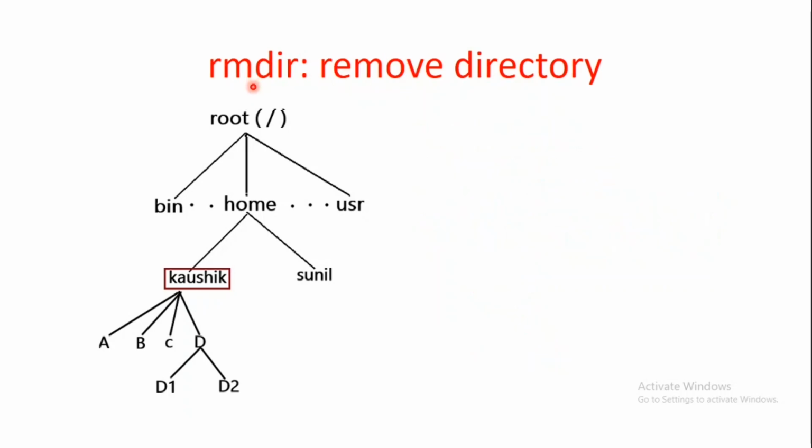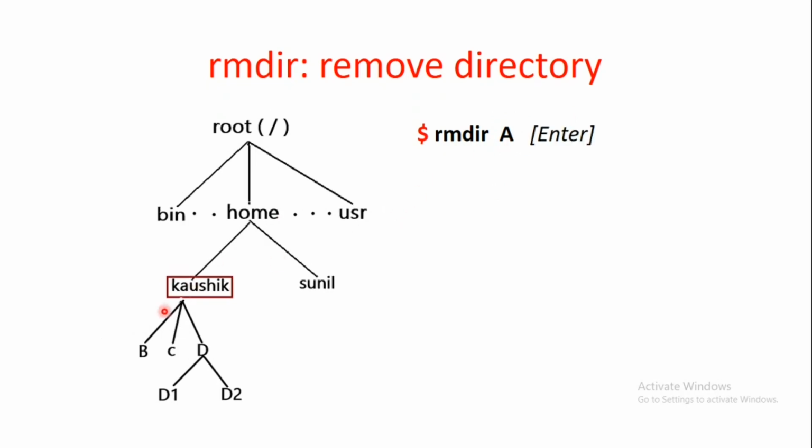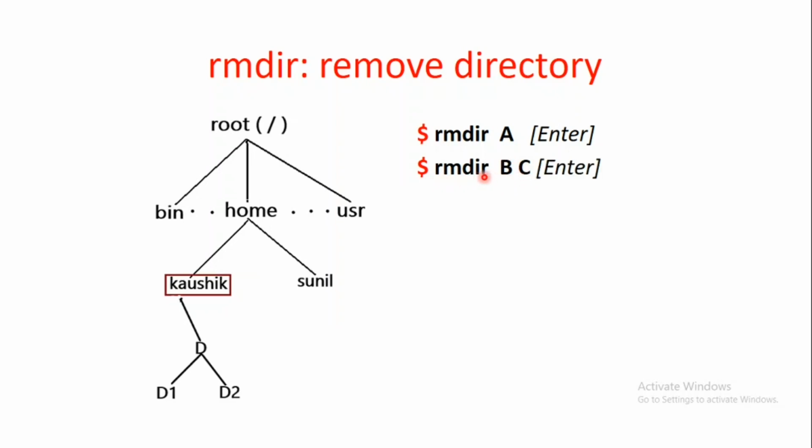Now let us look into the next command, rmdir, which is used for removing a directory. This works exactly opposite to the mkdir command. It will take a directory name as an argument which needs to be removed from the current working directory. So rmdir A will remove A from the current working directory, and it will also take multiple directory names as arguments. So this will remove directory B followed by C, in the order in which they are passed to rmdir.